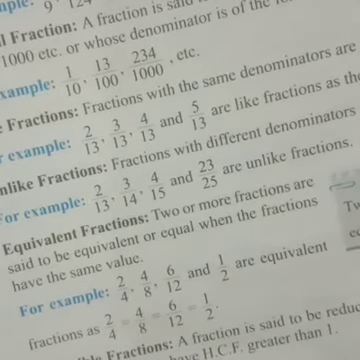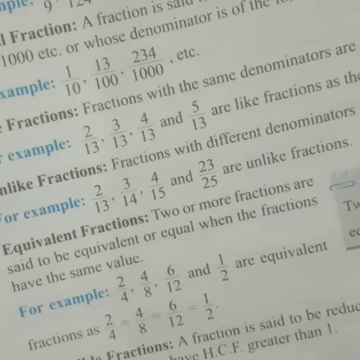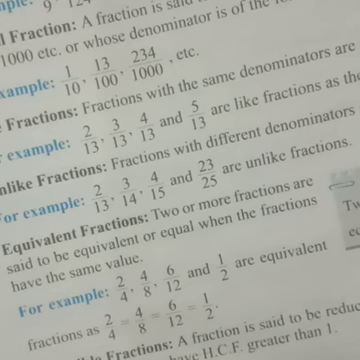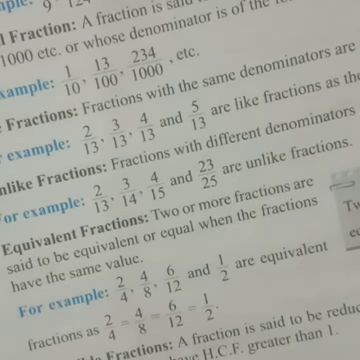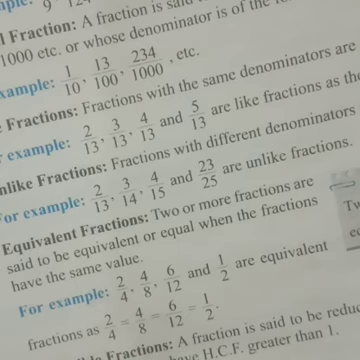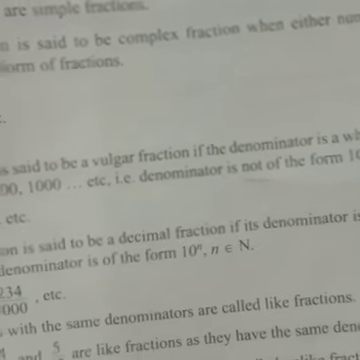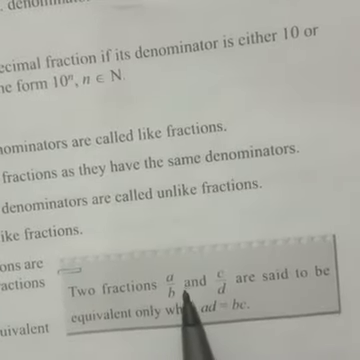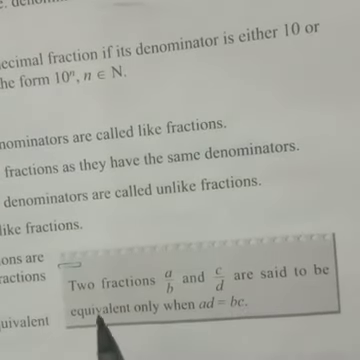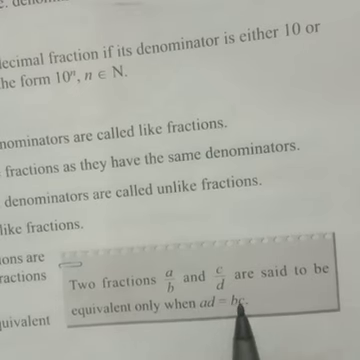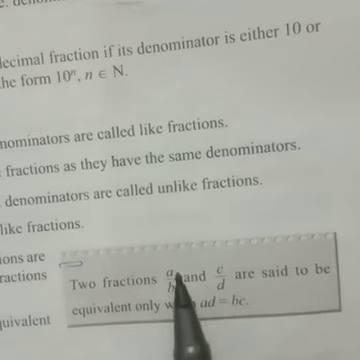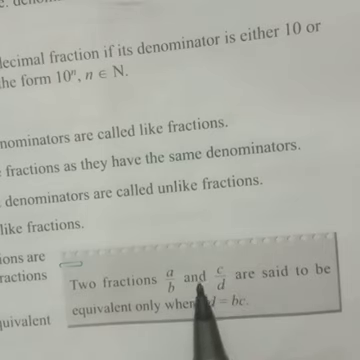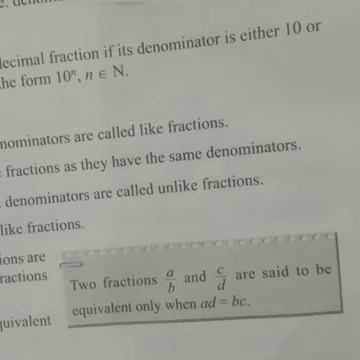Reducible fraction means numerator and denominator having HCF other than 1. You can cut out the numerator and denominator. That fraction we are calling reducible fraction. Two fractions a by b and c by d are said to be equivalent only when AD equals BC. If you want to say these two fractions are equivalent, then you cross multiply A into D. The same answer should come when you multiply C into B.